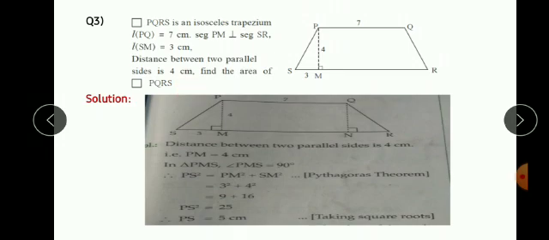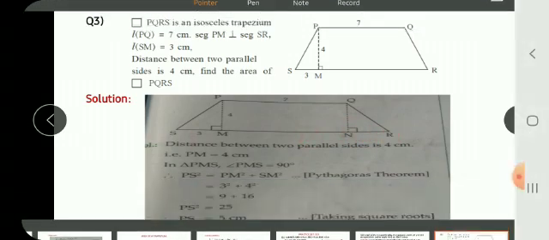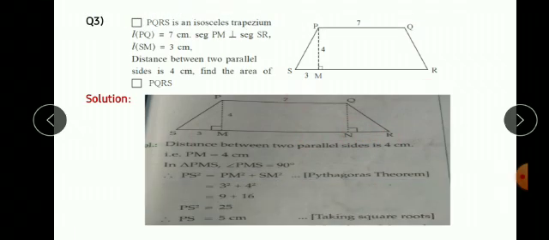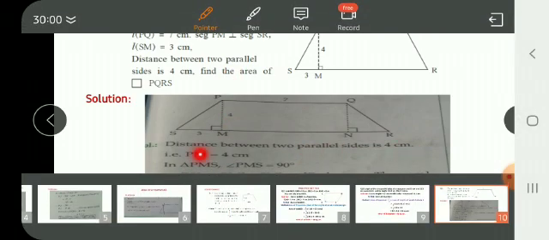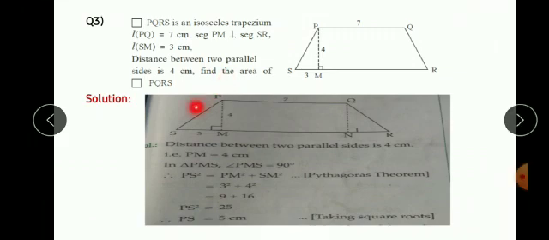Okay, now let's start the solution. So in the solution, what do you have to do? In the figure, here you have to draw QN, which is perpendicular to SR. So draw the figure like this and draw the construction with a dotted line QN. Now distance between two parallel sides is 4 centimeter. This PM is given as 4 centimeter. Okay. Now in triangle, what we considered now, in triangle PMS, angle PMS is 90 degrees.